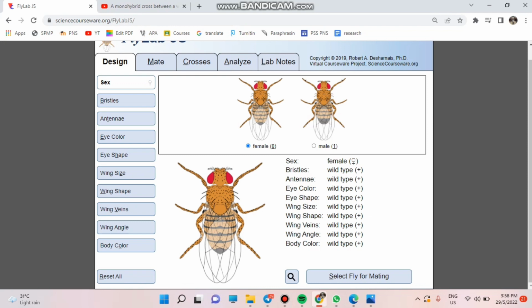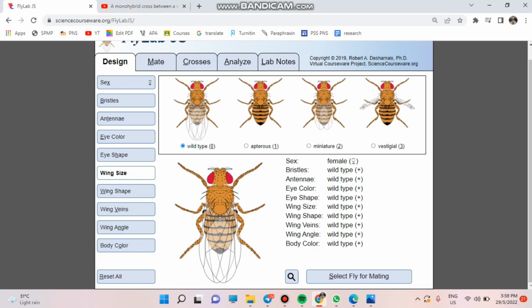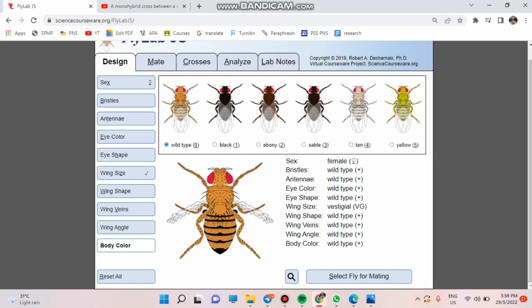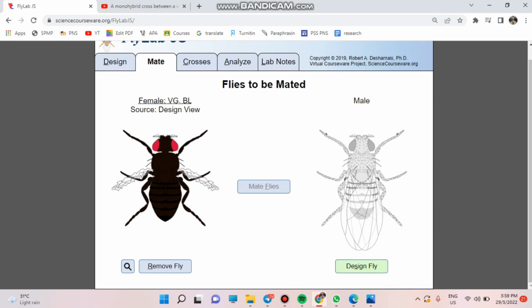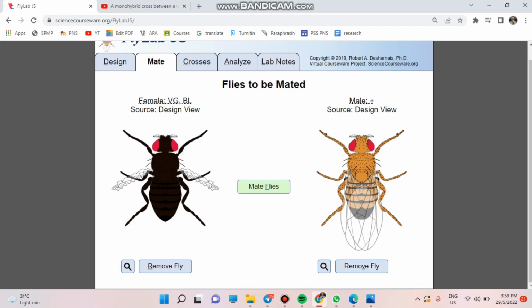So now I'm going to do part 2, that is the hybrid cross between female flies with vestigial wings and black body color and male flies. So first, for female flies, we'll choose for the wing size is vestigial, and for body color is black. And then we will select fly for mating, and then we'll design fly for male flies. So for male flies, no need to change anything because we'll use all wild type. And then select fly for mating, and then mate flies.